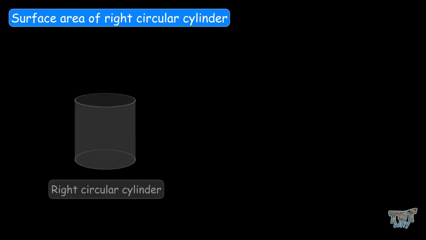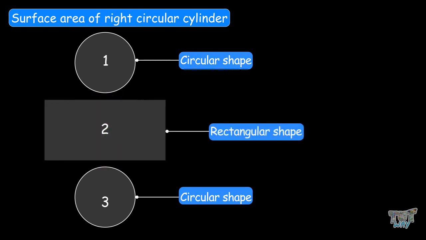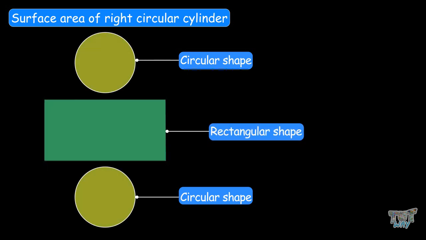We will be finding the surface area of a right circular cylinder. A right circular cylinder has 3 faces. 2 are the top and bottom, and then we have the curved surface, which is a rectangle if you open it up, because it is making a 90-degree angle with the top and bottom. So if you cut open any right circular cylinder, you will get 1 rectangle and 2 circles.